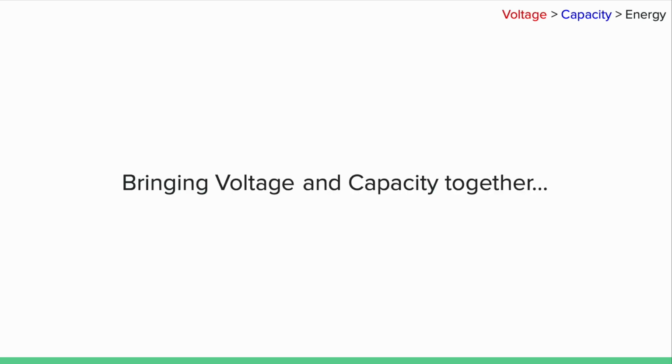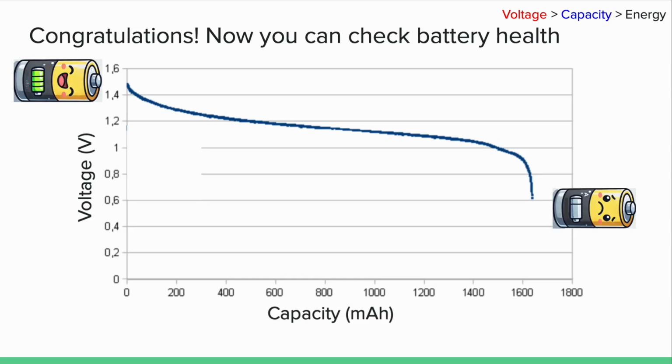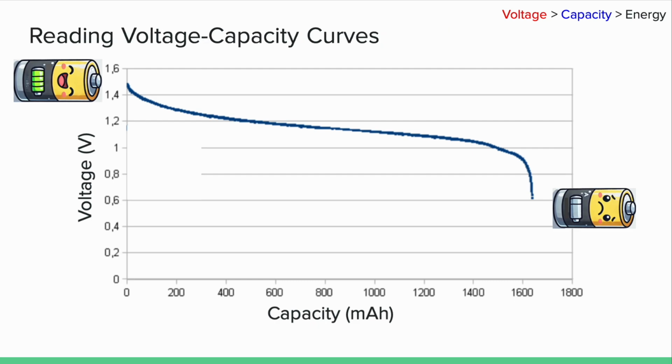Now you're ready to combine what you learned about voltage with what we just learned about capacity. One thing you'll be able to do now is check the battery health. But before we do that, we're going to be looking at a lot of voltage capacity curves, so it's best we get familiar with how to read them. When I first saw these, I wish they labeled the x-axis completely. So let me do that for you.